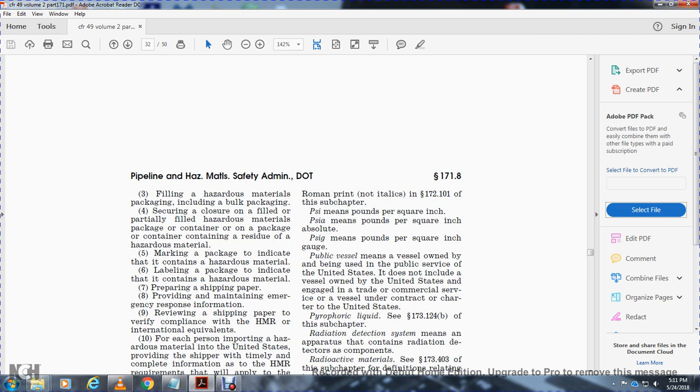Public vessel means of the vessel owned by the being of the use of the public service of the United States. It does not include the vessel owned by the United States. Engage in trade commerce and vessel under the contract with the carrier with the United States. The pirate of very thick liquid.